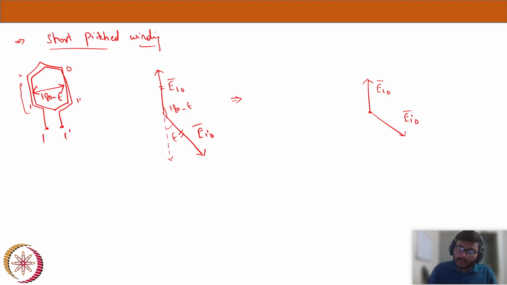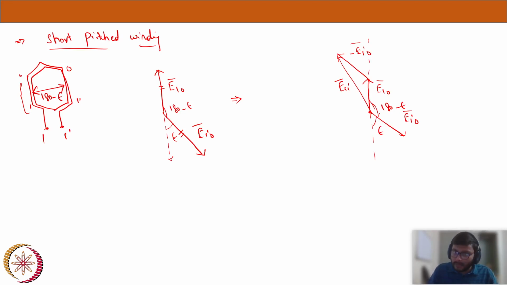I will take this in phase, drawing a line parallel here. So this is the same, nothing but this one only. This is minus E1 dash 0. It's the same parallel line here but in a different direction, which is why I took the minus sign. Now I am interested in finding the resultant, which is this one, E11 dash.